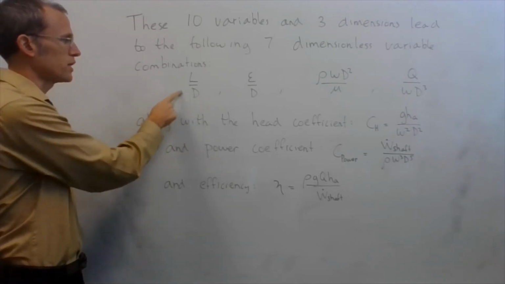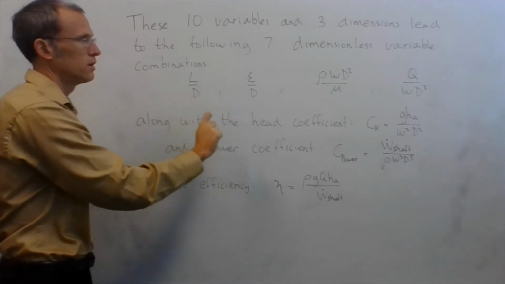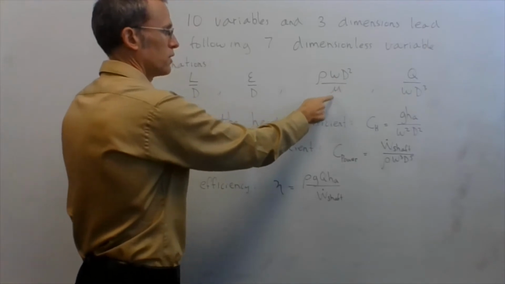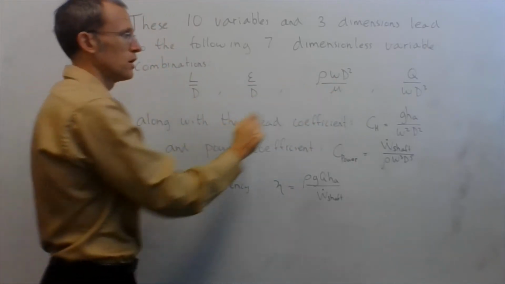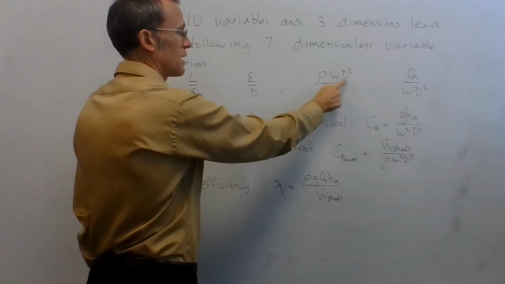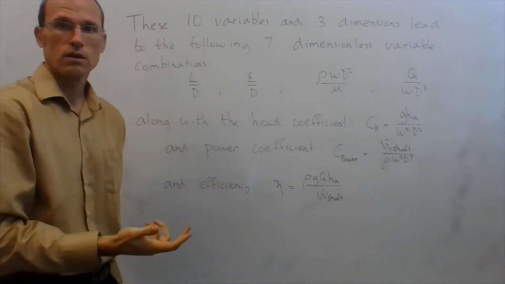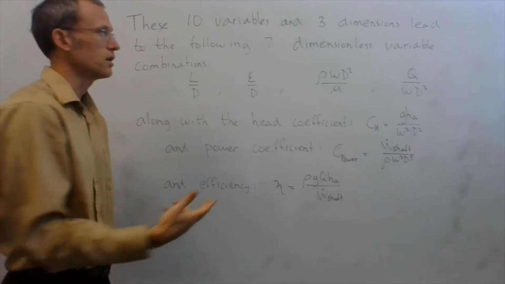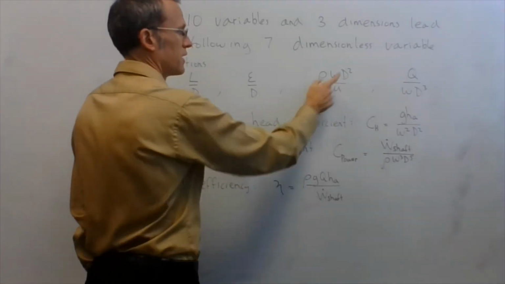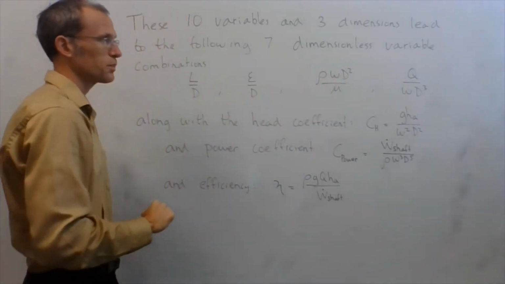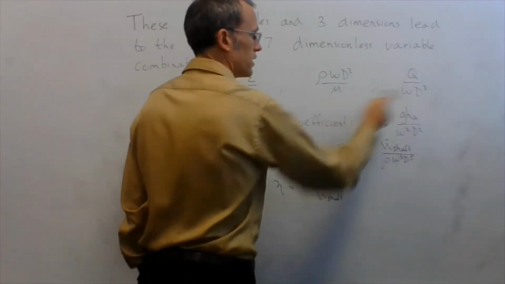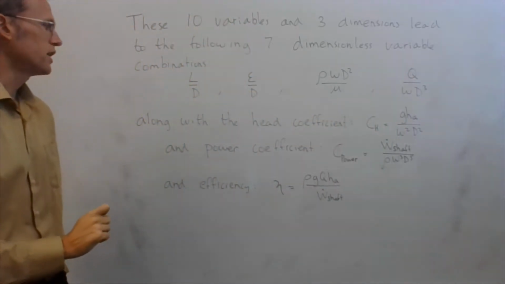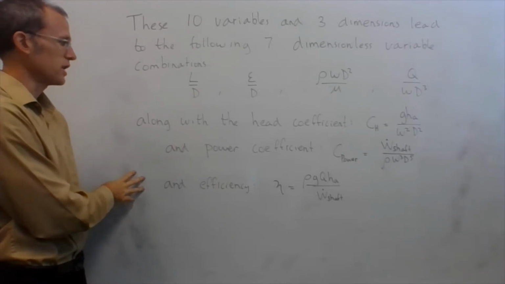So some length over D, some epsilon over D, rho omega D squared over mu. This is basically like the Reynolds number, rotational speed times diameter, or usually times radius, times omega gives me a velocity. So basically one of these is a velocity, then I still have a diameter there, so that's basically Reynolds number. Q over omega D cubed is my last one up there, and then 3 of these have a special name.